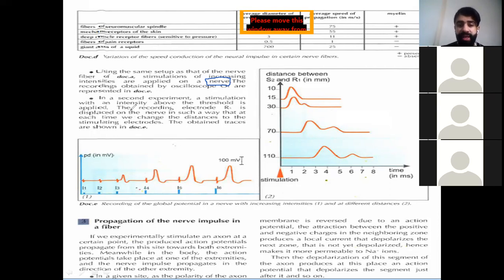In document E, they said they apply stimulations of increasing intensity: I1, I2, I3, I4, I5, and then I6. So this amplitude is about 100 millivolts. This is the maximum. If you move on, you will see some differences between them. So not all of them are the same. But first, what is the first intensity to cause an action potential? Which is the first intensity that causes an action potential? What do we call it?